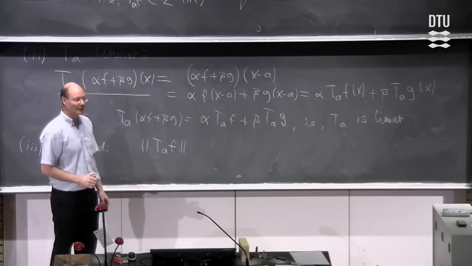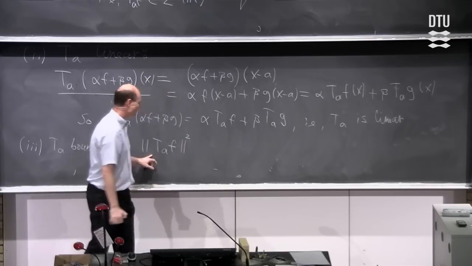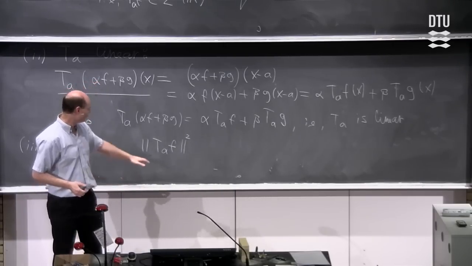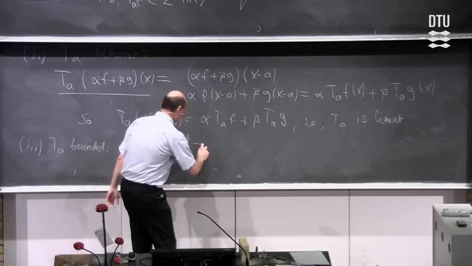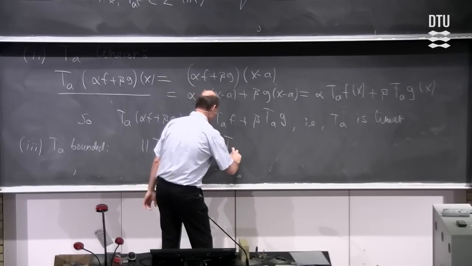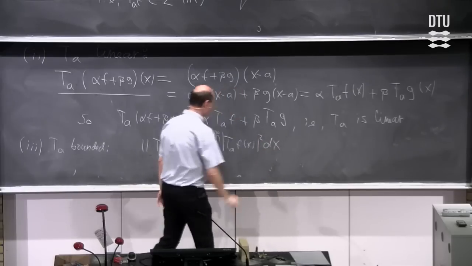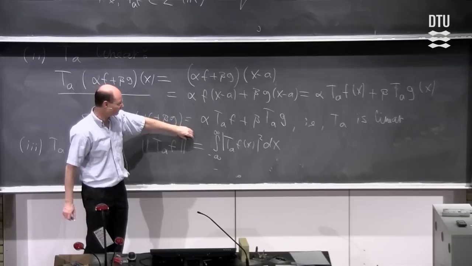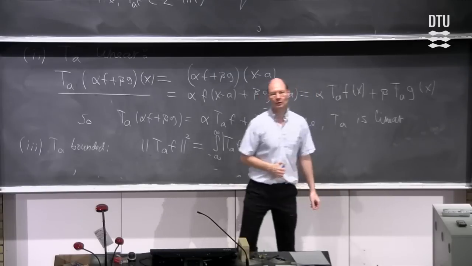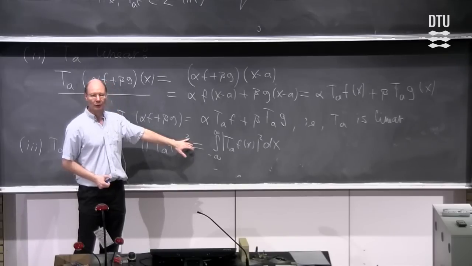Now, instead of just calculating the norm, I would like to calculate it to the power 2. Because if you calculate it to the power 2, we get rid of the square root that is on the norm. So the norm to the power 2, by definition, is the integral from minus infinity to infinity of the absolute value of T_A f of x to the power 2 dx. If I did not put this factor of 2 here, I would have to take the square root of this, and then in all the calculations, we would have to carry this square root. So instead of having this square root 5 times after each other, it is much more convenient just to look at the norm to the power 2.